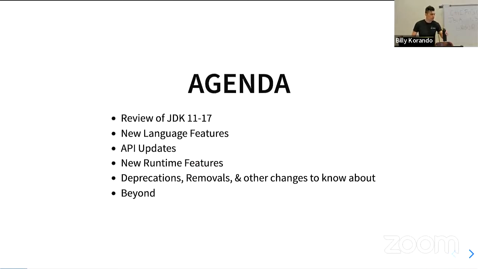All right, for the agenda. I'd like to start with a brief review of some key changes between JDK 11 to 17, because it helps also set up some key themes that continue in Java from here on, even into 23. And then from there, we're going to new features, API updates, new runtime features, things that are going away, and then also a brief look into the future.